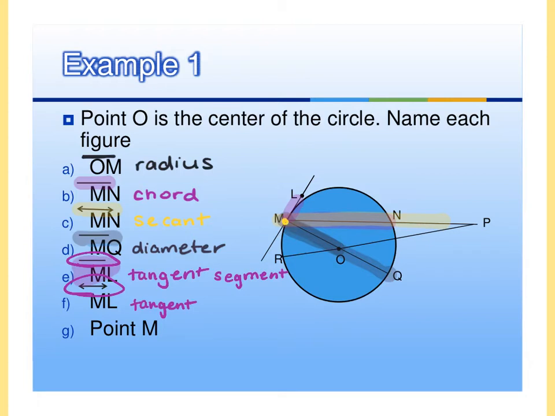And then point M is called what? Good. So O is a point. O would be the center. M is a point. It'd be the point of tangency. Good so far. So remember, tangent and secant by definition are lines. Tangent segment stops. Secant segment stops.